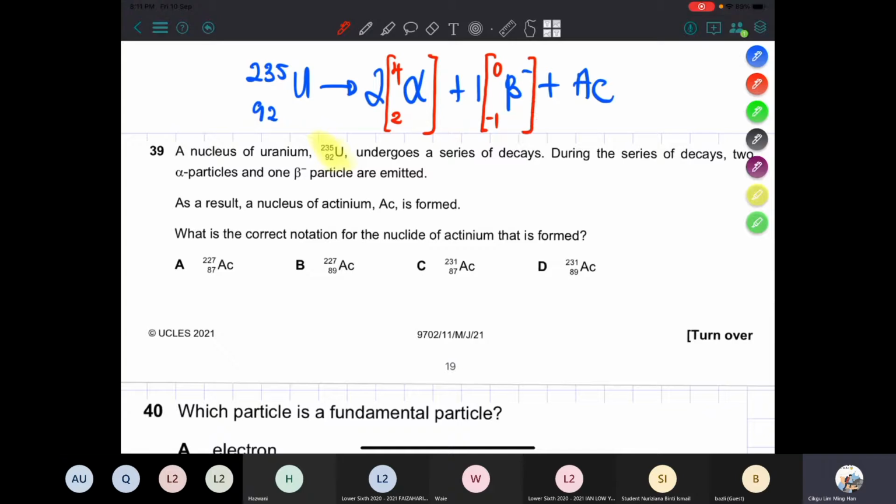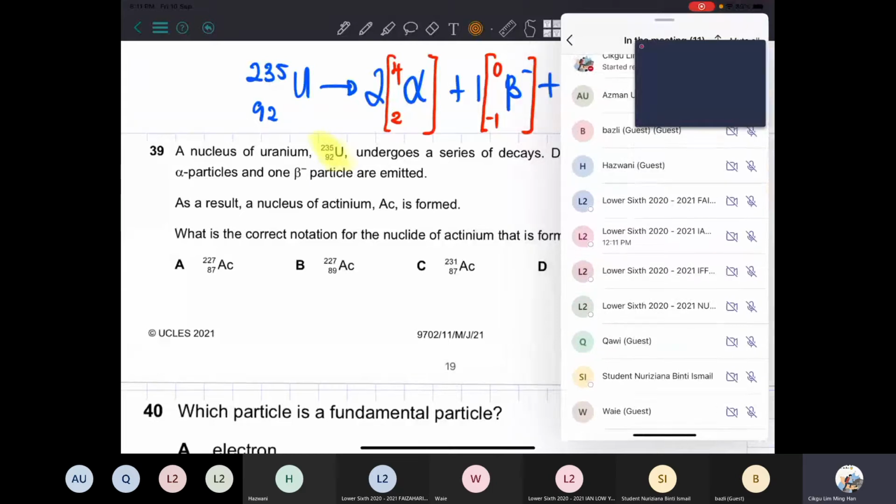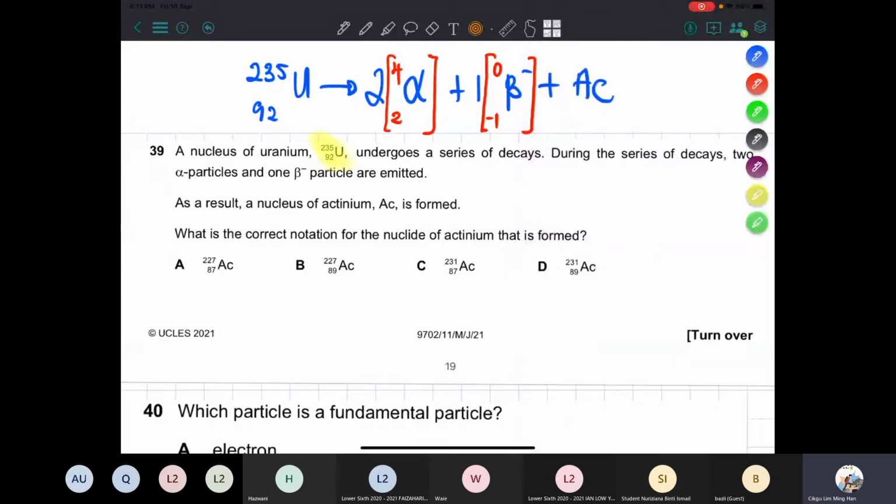Can you take your calculator now? I'd like you to calculate the balance of this actinium. You try first. I will pick one of you here. Oh, so many people already. We have about 10 people now. Oh, Maria is done. Try first, then I will ask one of you to give me the answer.